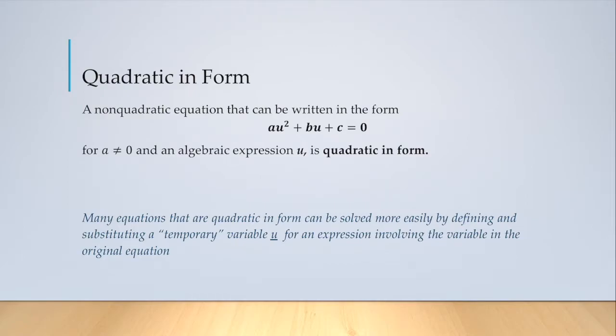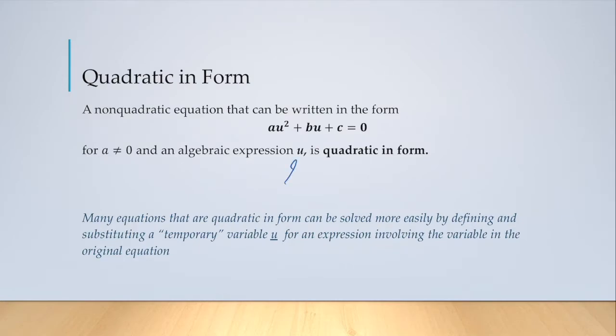So next, let's talk about equations that are quadratic in form, but not actually quadratic. A non-quadratic equation that can be written in the form au squared plus bu plus c is 0 for an algebraic expression u is in quadratic form. So instead of x, we're using u. You may have heard of u substitution. That's what we're going to talk about.